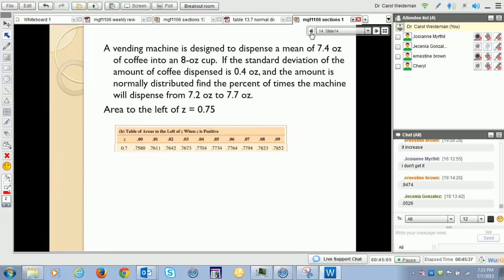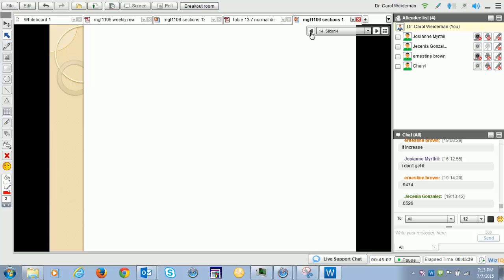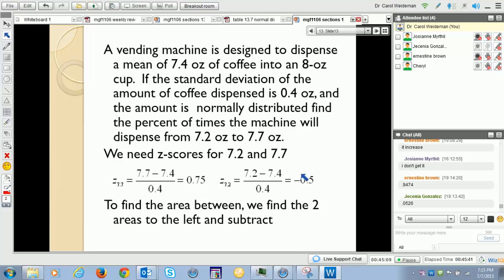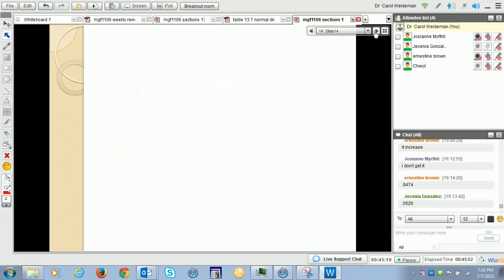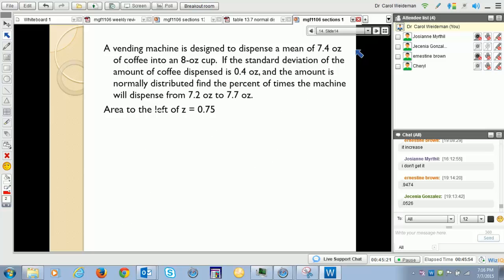Oh, what happened? Hold on a second. Oh, okay, it's on the next slide. I'm sorry. I went too quickly. It's the same problem, it's just a little smaller here.